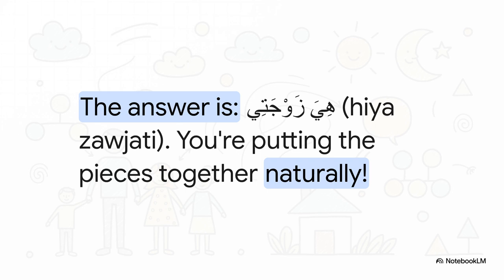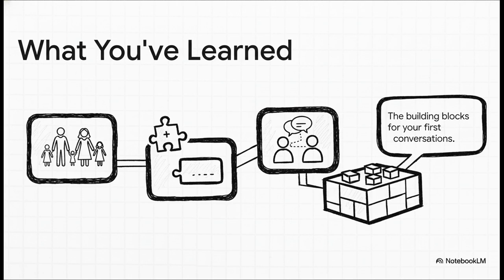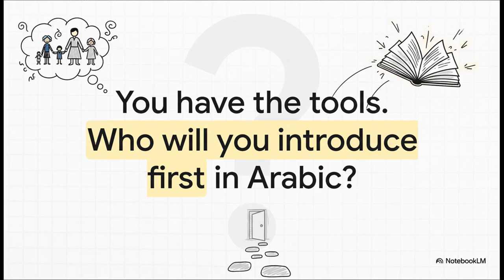That's absolutely fantastic. So let's just take a quick look back at everything you've just done. You learned 10 core family words. You've figured out the suffix system for saying my, your, and so on. And you saw how to put it all together to ask and answer actual questions. These are the real foundational building blocks for your first conversations. And that's a wrap. You've just taken a massive first step. You now have the actual tools you need to talk about the most important people in your life, but in a completely new language. So the only real question left is, who are you going to introduce first?